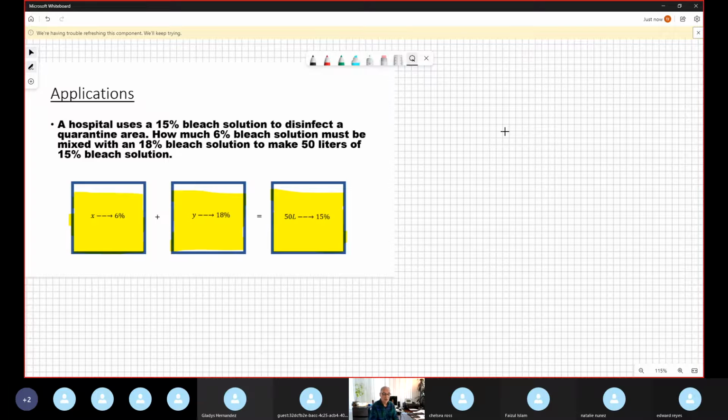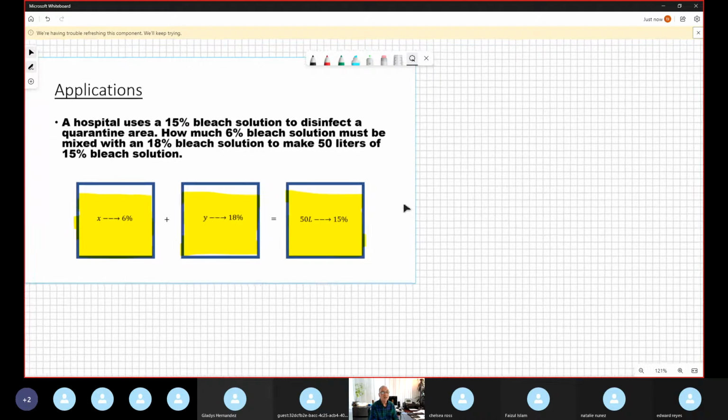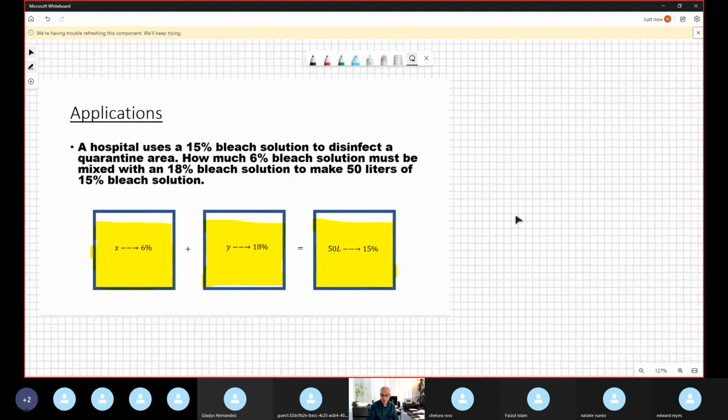Suppose this problem, an application that is very, very current because it's about the hospital, coronavirus, something, you know. A hospital is using 15% bleach solution to disinfect a quarantine area. How much 6% bleach solution must be mixed with the 18% bleach solution to make 50 liters of the 15% bleach solution? To understand, I read that too much, I don't understand anything.